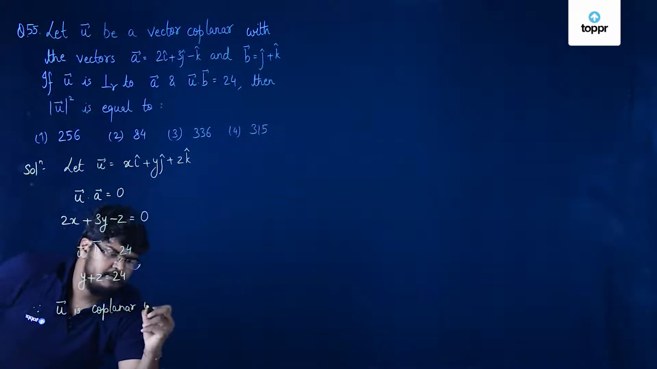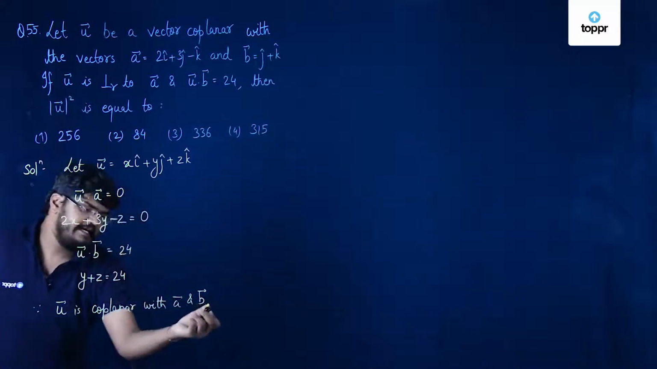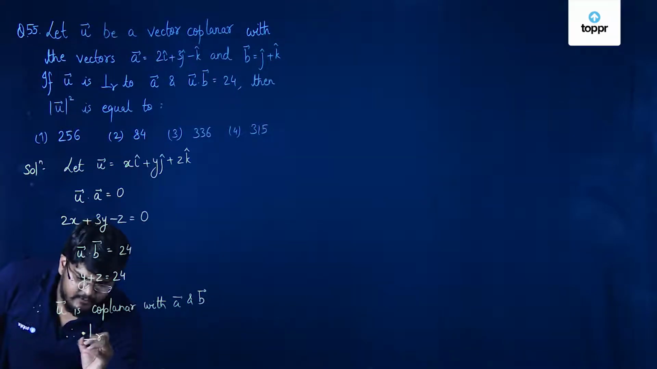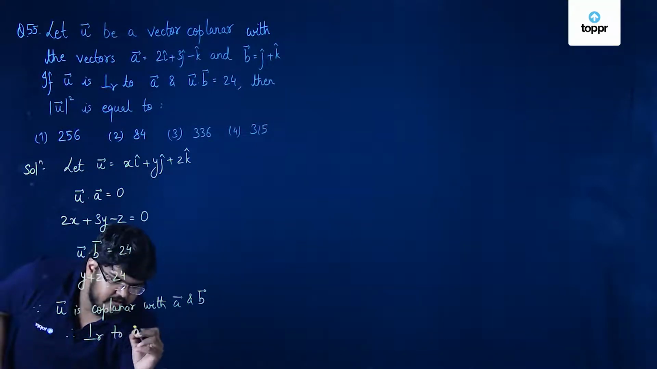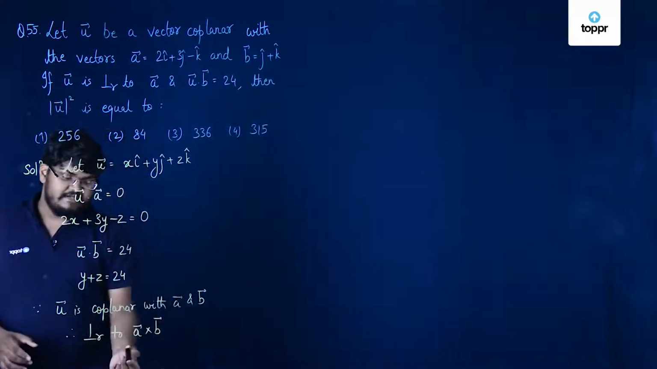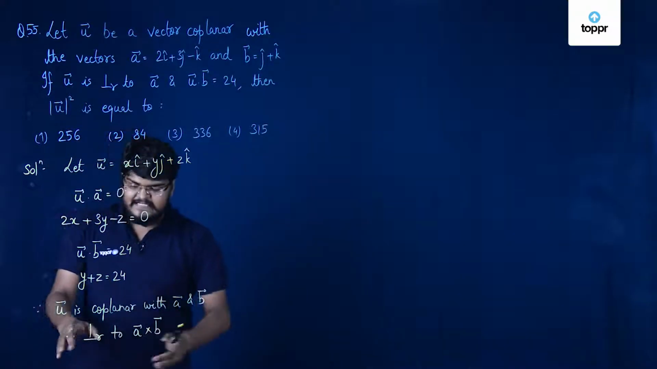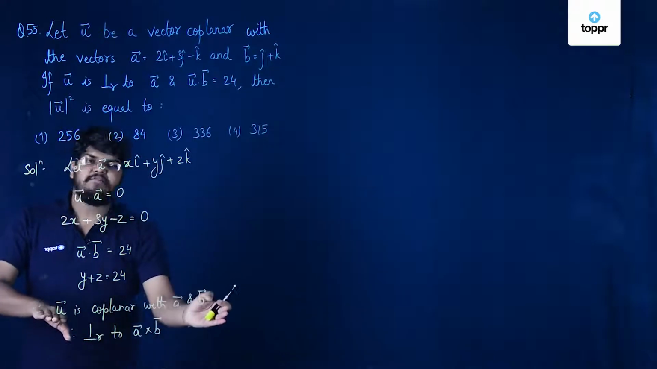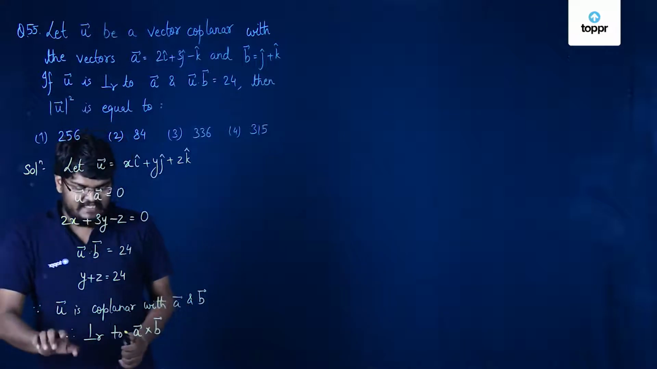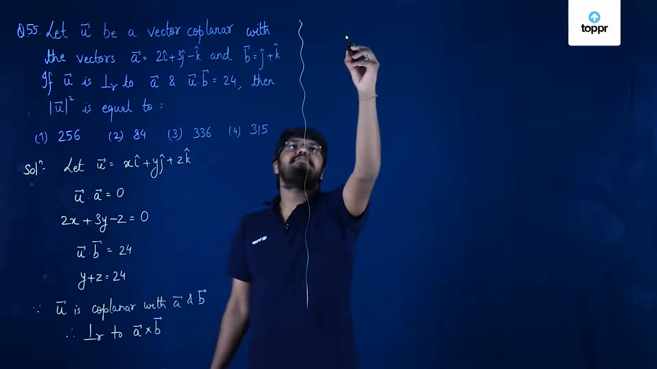Since u vector is coplanar with a vector and b vector, that is, it is lying in the same plane as a vector and b vector, it will be perpendicular to a vector cross b vector. And why is that? We know that a vector cross b vector is perpendicular to the plane of a vector and b vector. Since u is also in the same plane of a and b, u vector will also be perpendicular to a vector cross b vector.